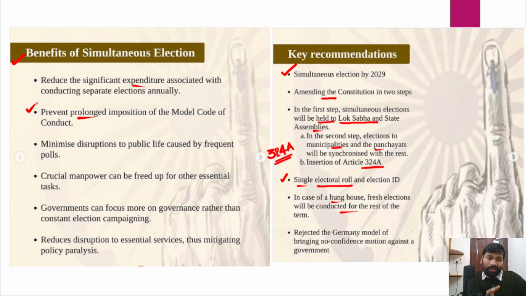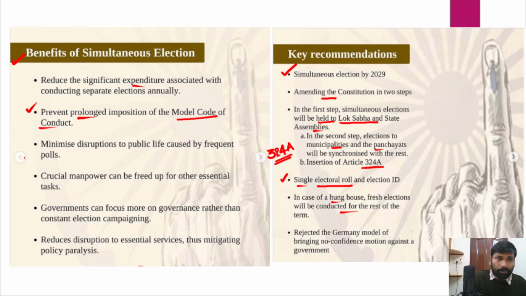Because of that, there is no need to conduct elections multiple times. One single election has to be conducted. Therefore, the model code of conduct will not be imposed in different parts of the country throughout the year. That is another concept behind conducting simultaneous elections.